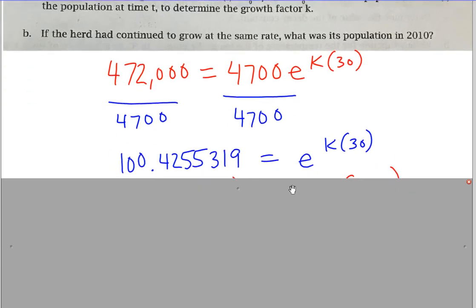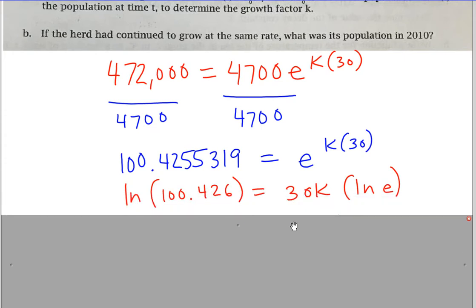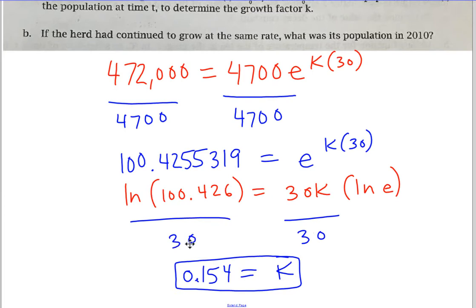So now when I take the natural log of both sides, remember I can ignore this. This is a 1, so I'm not going to show that I'm dividing by the natural log of e because it's really not necessary. So I divide both sides by 30, and I get my k value, which is approximately 0.154, depending on what you round to. So if you rounded slightly different or you kept it longer, your answer for part B might be slightly different than mine.